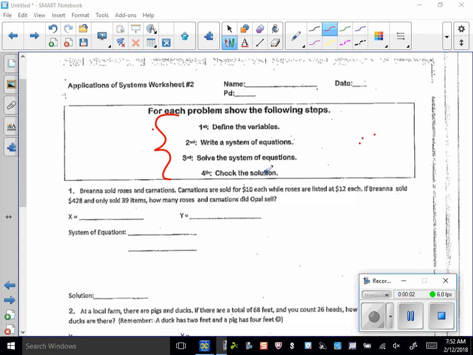Okay, so step one just says define the variable. Step two, then you're going to write a system of equations, which means you're going to write two equations to solve it, and then check your solutions. So let's read the question first.